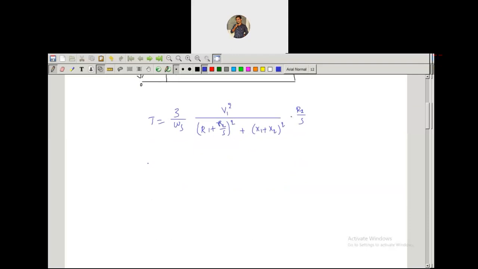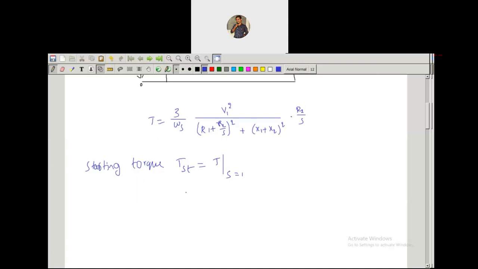So if I want to find the starting torque equation, how can we find it? Just substitute s equals 1 in the above equation. Why? Because at starting, we know that the speed is 0, Nr is 0, and s equals (Ns minus Nr) by Ns, that is Ns by Ns, so we get s equals 1. So if you substitute s equals 1 in the above equation, we are going to get the starting torque equation.